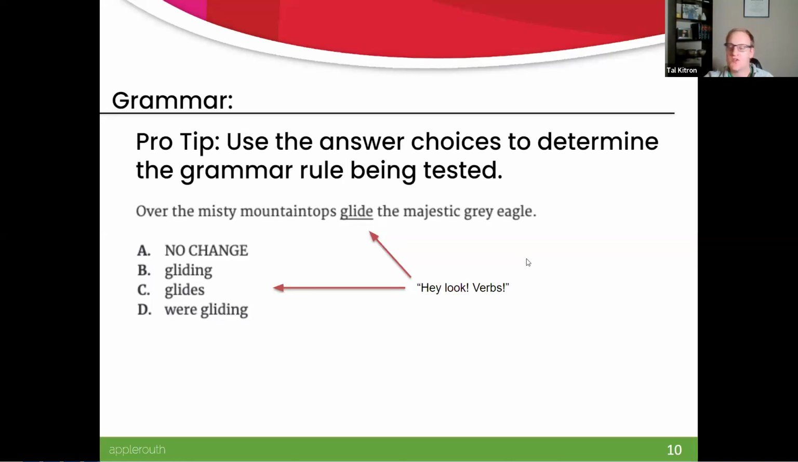If you see is versus are or was versus were, those are other indicators that we're dealing with subject-verb agreement. So answer choices tell us really everything.